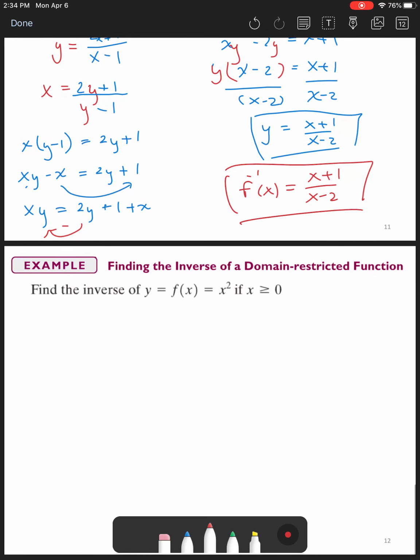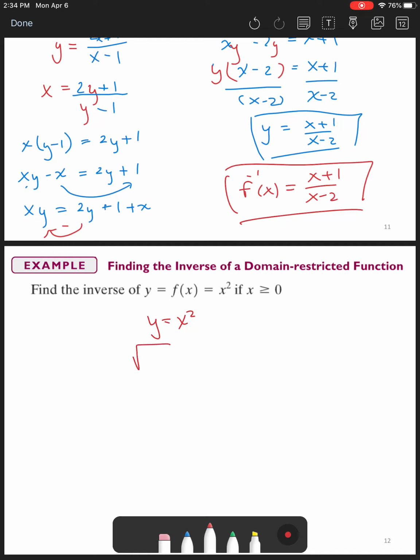All right. Finally, last example of the day, hardest one yet, so get yourself ready. Find the inverse of a domain restricted function. This simply says your domain is going from 0 to positive infinity. So we have y equals f of x equals x squared. Let's go ahead and find the inverse. So we have y equals x squared.